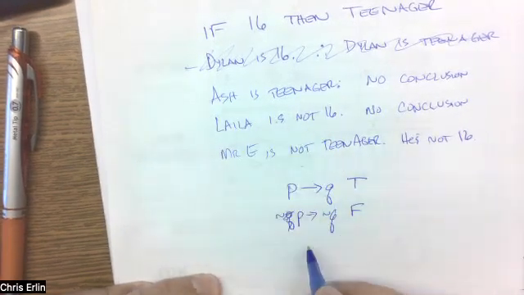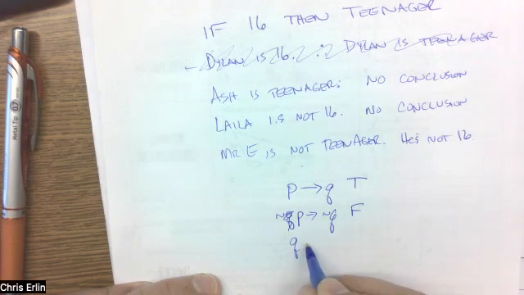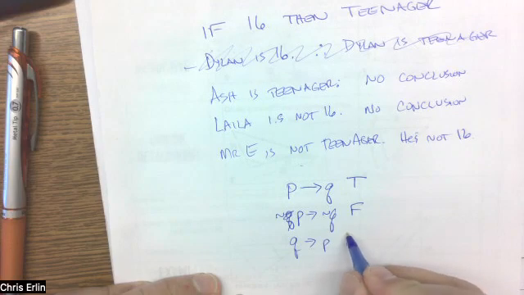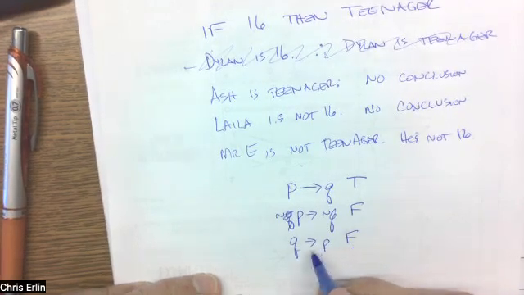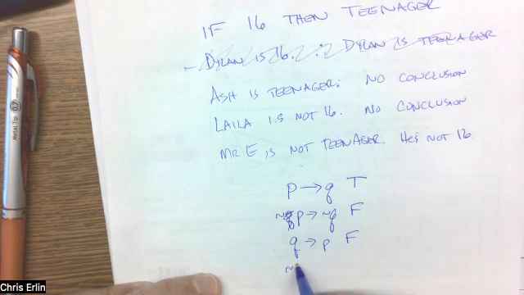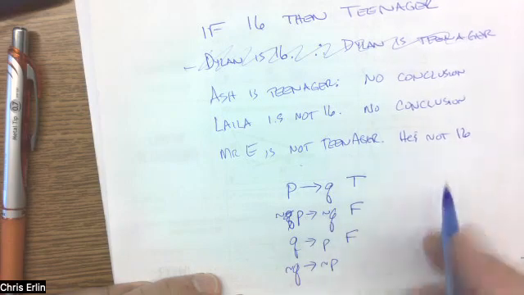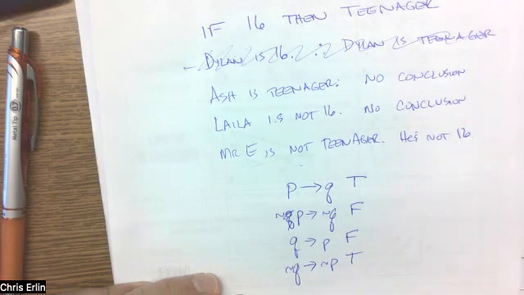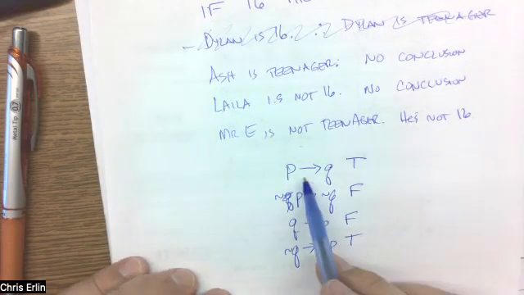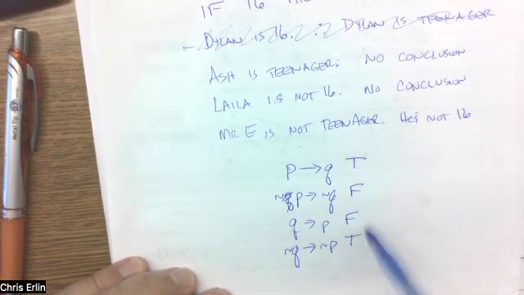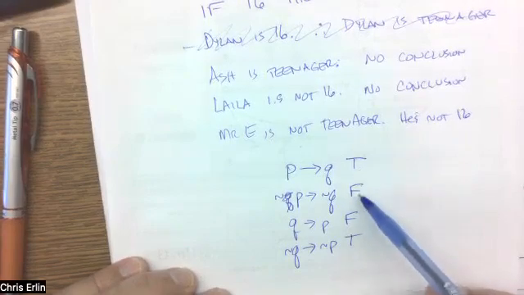When we do the converse, we said Ash is a teenager, but we don't know how old she is. That's also unreliable. I can't make a conclusion based on that. But when we do the contrapositive, it's reliable. If Mr. Erlin's not a teenager, then he can't be 16. So overall, we see that our four really important structures of conditionals have this relationship: true, false, false, true.